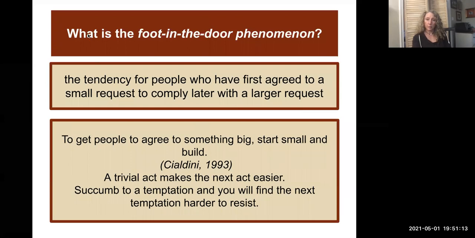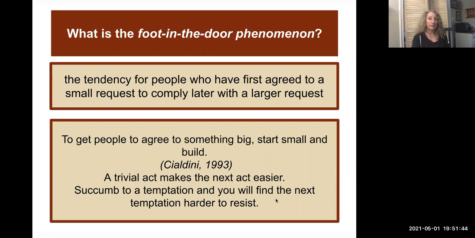So here's an example. What is the foot in the door phenomenon? It's almost like persuasion, getting you to generate a particular attitude. It's the tendency for people who have first agreed to a small request to comply later with a larger request. So to get people to agree to something big, start small and build. A trivial act makes the next act easier. Succumb to the temptation and you will find the next temptation harder to resist.